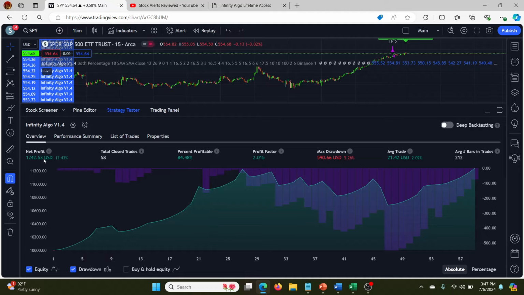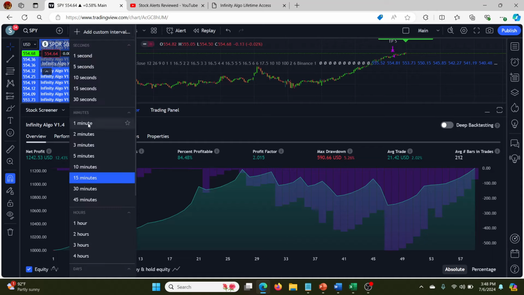And you can see for the 15 minutes we have a profit factor of 2 and a win rate of almost 85%. So it really works well in the 15-minute. So you could say that it's a profitable strategy using the Infinity Algo indicators on the 15-minute chart.